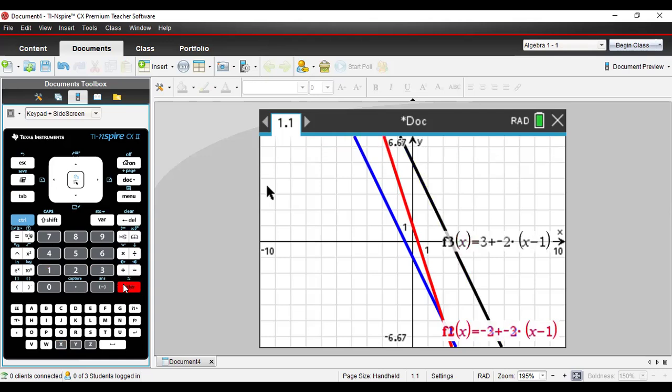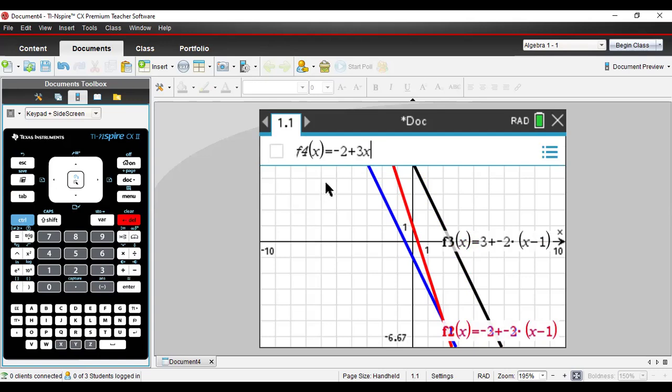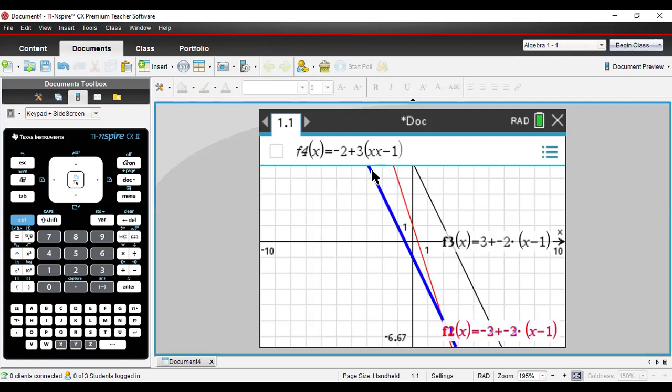Boom. There you go. Another line. And then the last one, we're just going to go -2 plus 3 parentheses x minus 1. Oops, I didn't get my parentheses in there. That's important. x minus 1. And of course, I double click on that. This is really driving me nuts. And then I press enter.